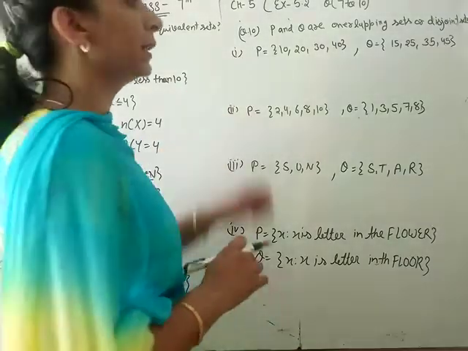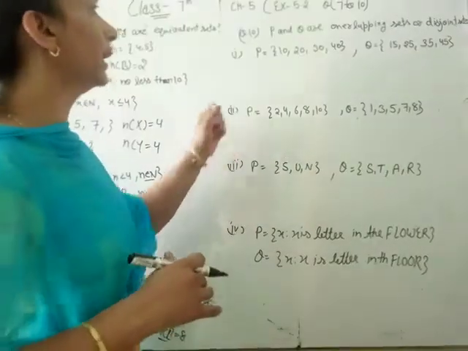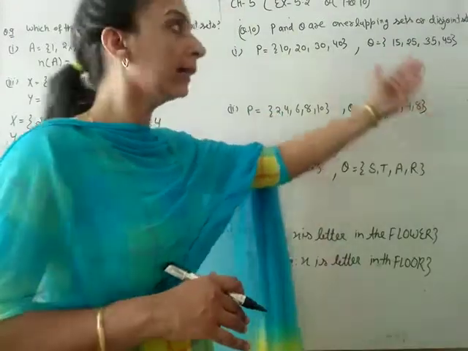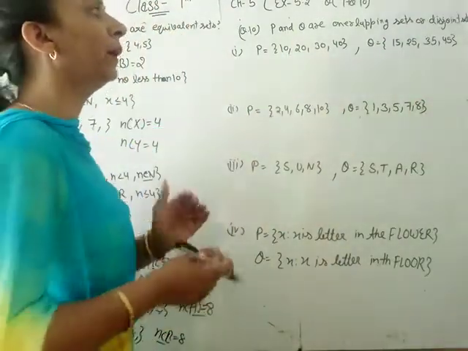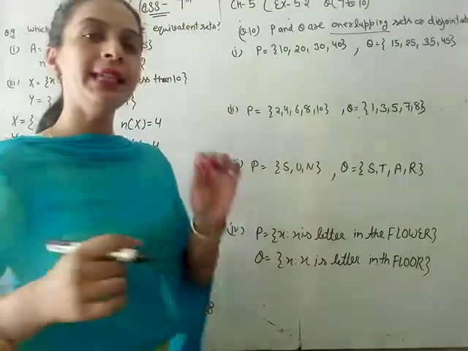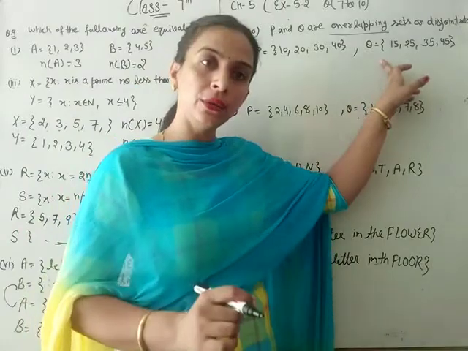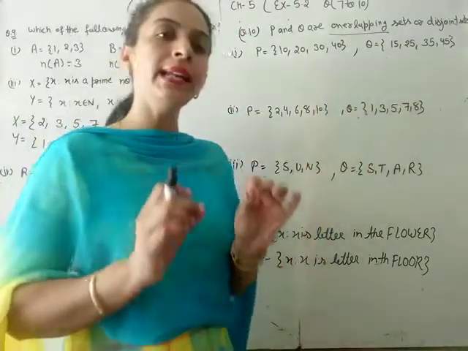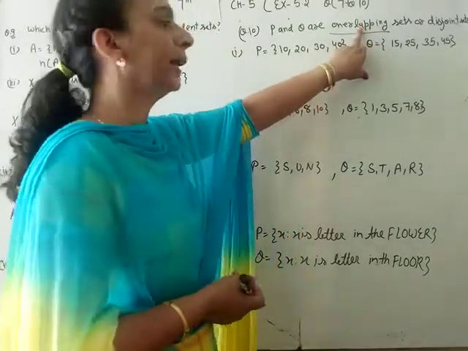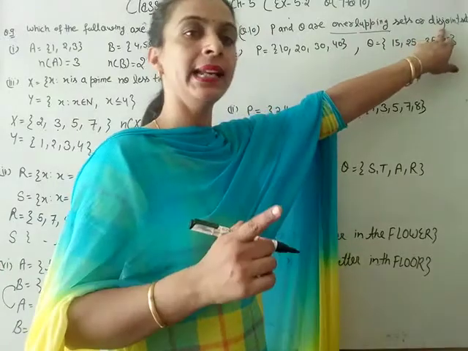Okay. Next is question number 10. There are two sets, P and Q. Are these overlapping or disjoint sets? Students, what is an overlapping set? If there is at least one element common in the sets, then they are overlapping. If there is no element common, then they are disjoint. Okay, for overlapping, at least one element common, and for disjoint, no element common.